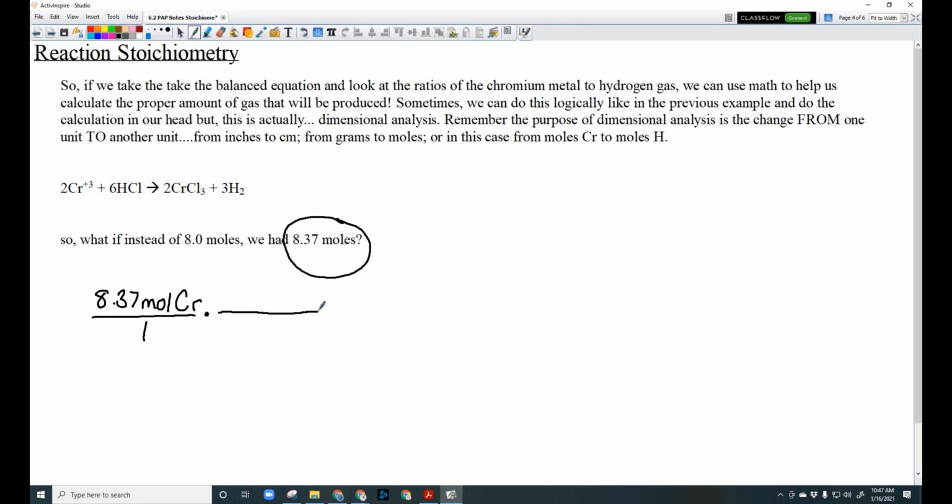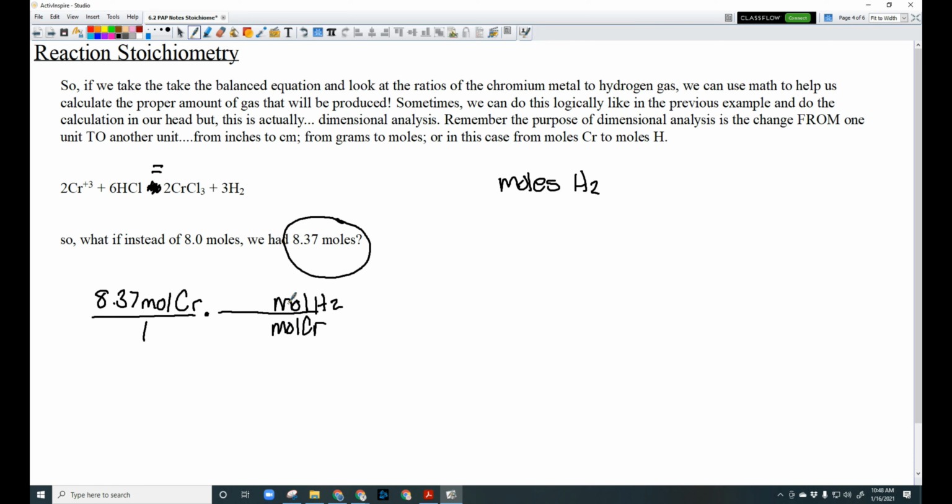So I'm going to put a line here. Question number 1, what unit do I want to get rid of? Well, we're asking for moles of hydrogen as our answer. How many moles of hydrogen gas are going to be produced? So we want to get rid of our moles of chromium, so I'm going to put it on the bottom so it can cancel. What are we converting it to? Moles of hydrogen, so that's going to go on top. Remember I said if we look at our equation, this arrow really means equal.